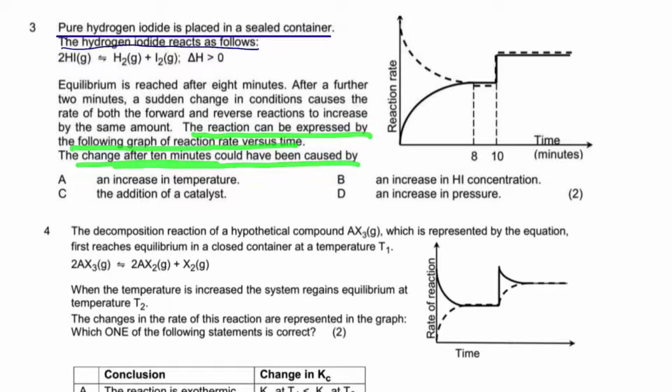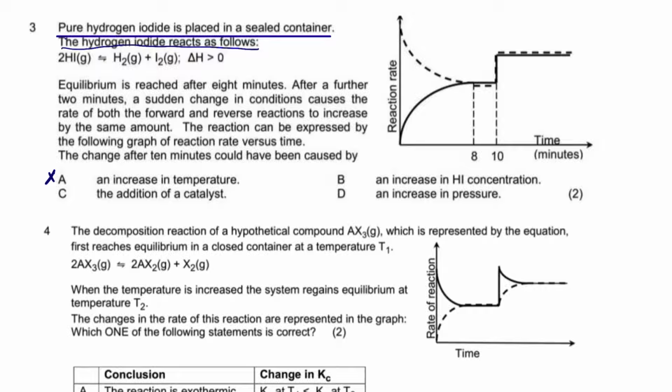It says the change after 10 minutes could have been caused by what? What could be the cause of this one? Right, guys, it's very important when they say it's in a sealed container. In the sealed container, guys, there's no change in concentration because it's closed, it's sealed. You cannot change a concentration. You cannot add a catalyst there. So it says here increase in temperature. So it can't be an increase in temperature, that one.